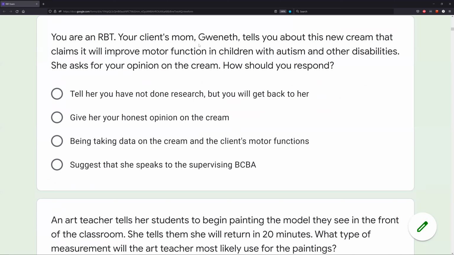You're an RBT. Your client's mom, Gwyneth, tells you about this new cream that claims it will improve motor function in children with autism and other disabilities. She asked for your opinion on the cream. How should you respond? Not an uncommon situation.